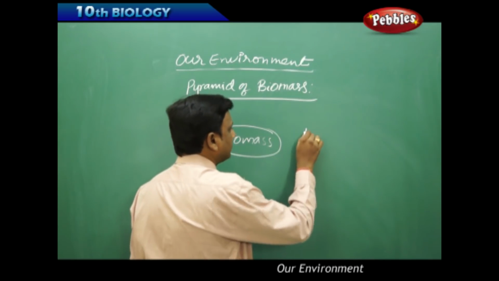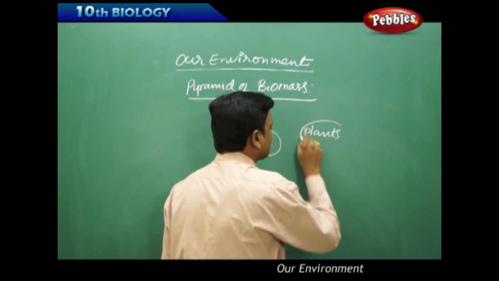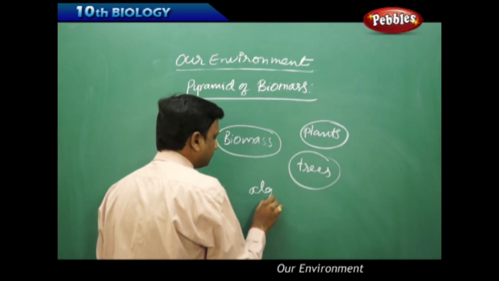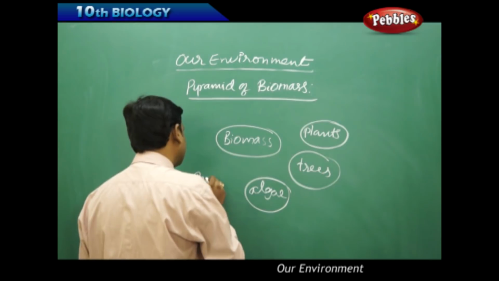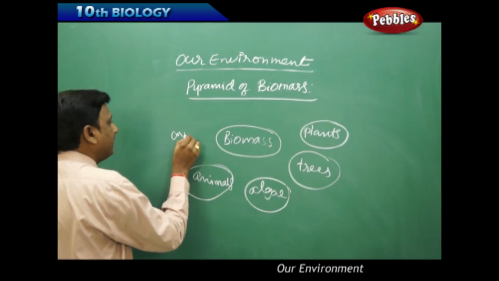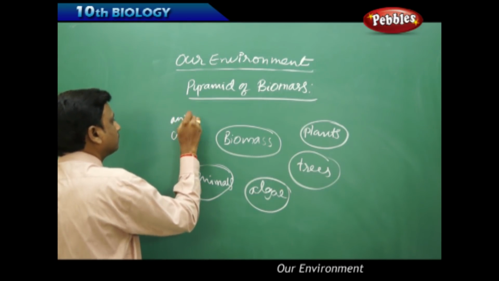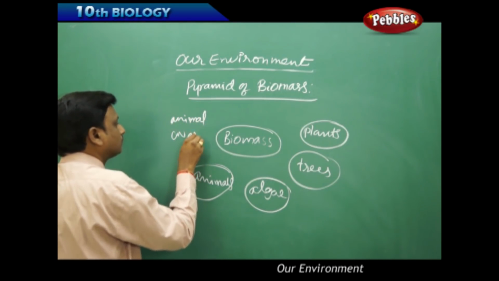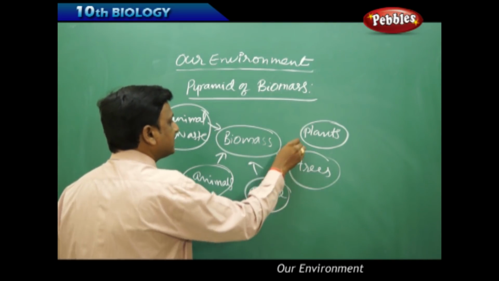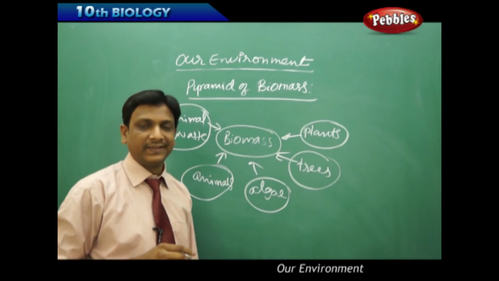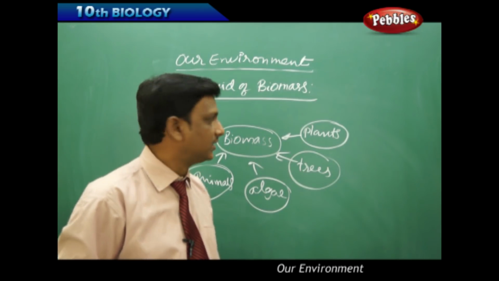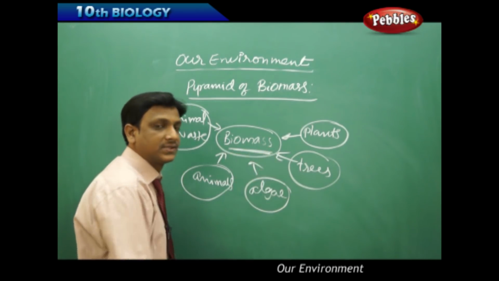You can take all plants, trees and algae, animals, and plant and animal waste. Everything, the trees, the wood, the material, the mass which can be burned to get energy is called biomass.